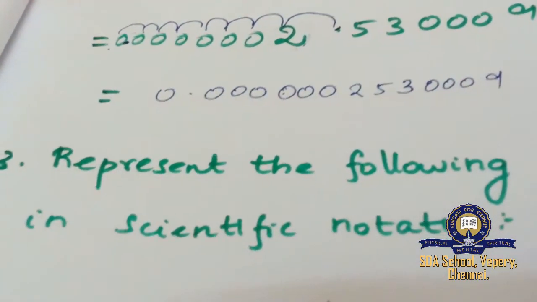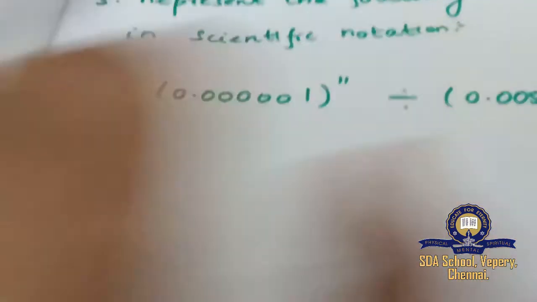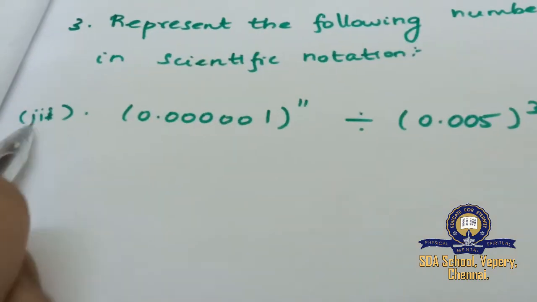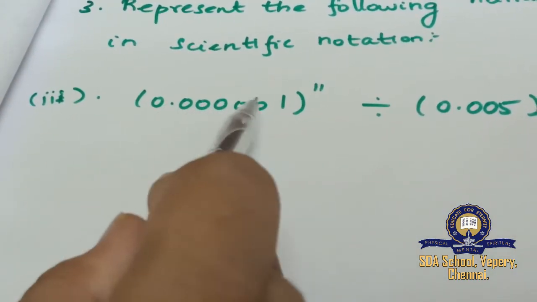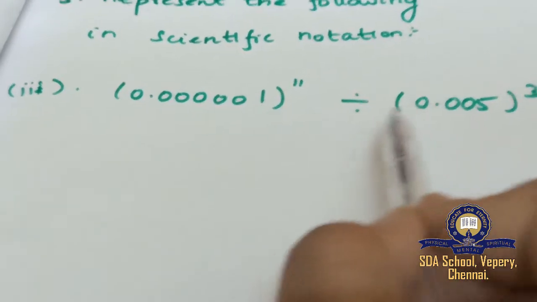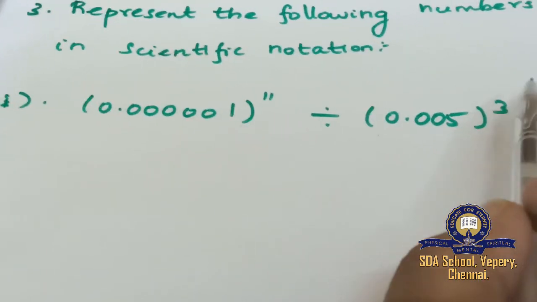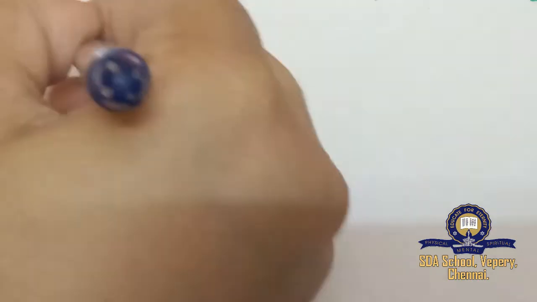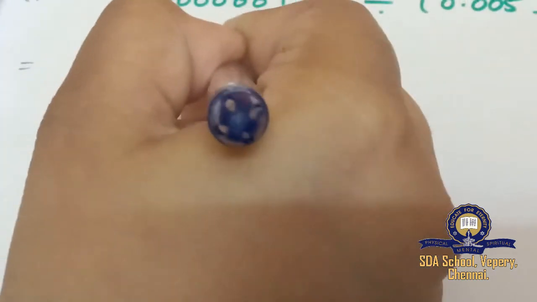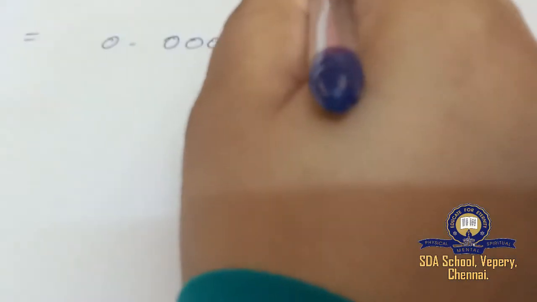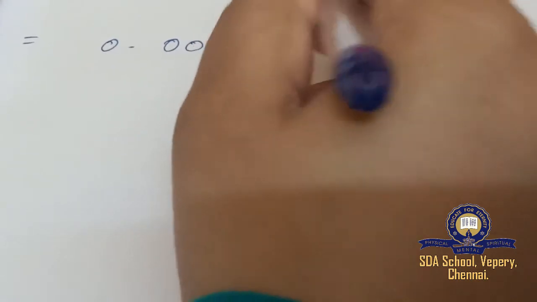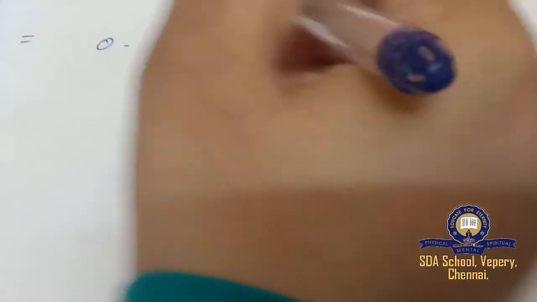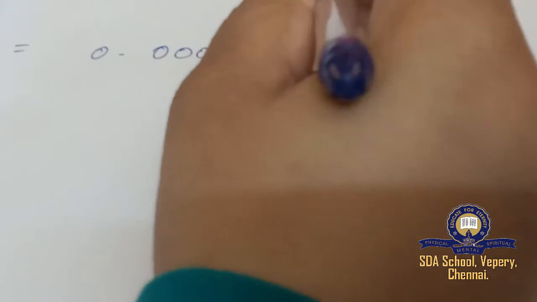Yes, students. Now moving on to the third sum. Represent the following numbers in scientific notation. What is given to me? Subdivision 2, 0.000001 the whole power 11 divided by 0.005 the whole power 3. This is given to me. Now first of all, I will expand this. 0.000001 to the power of 11.